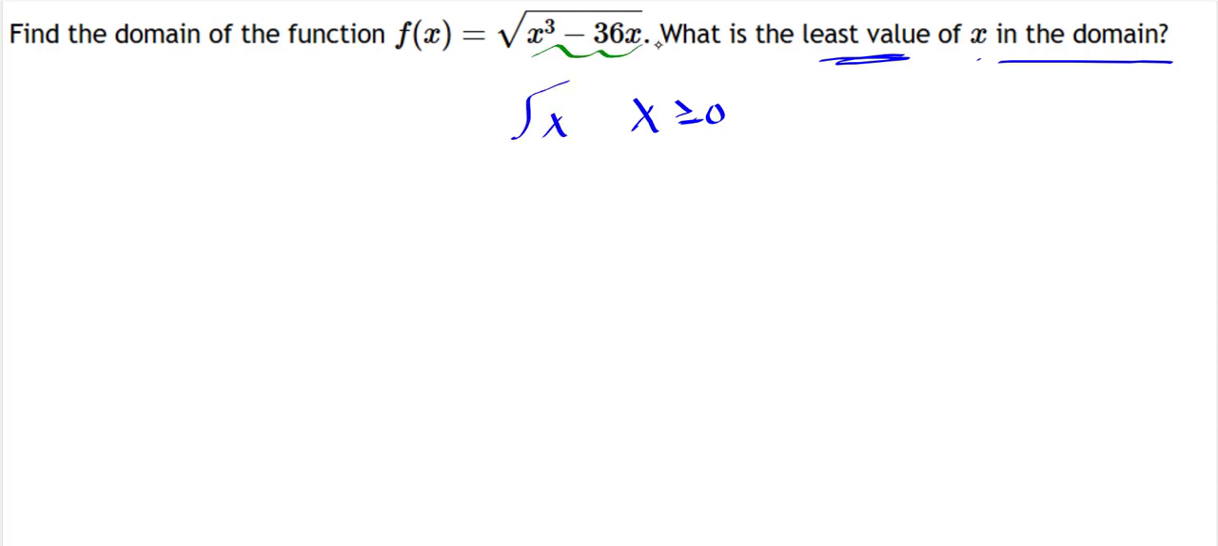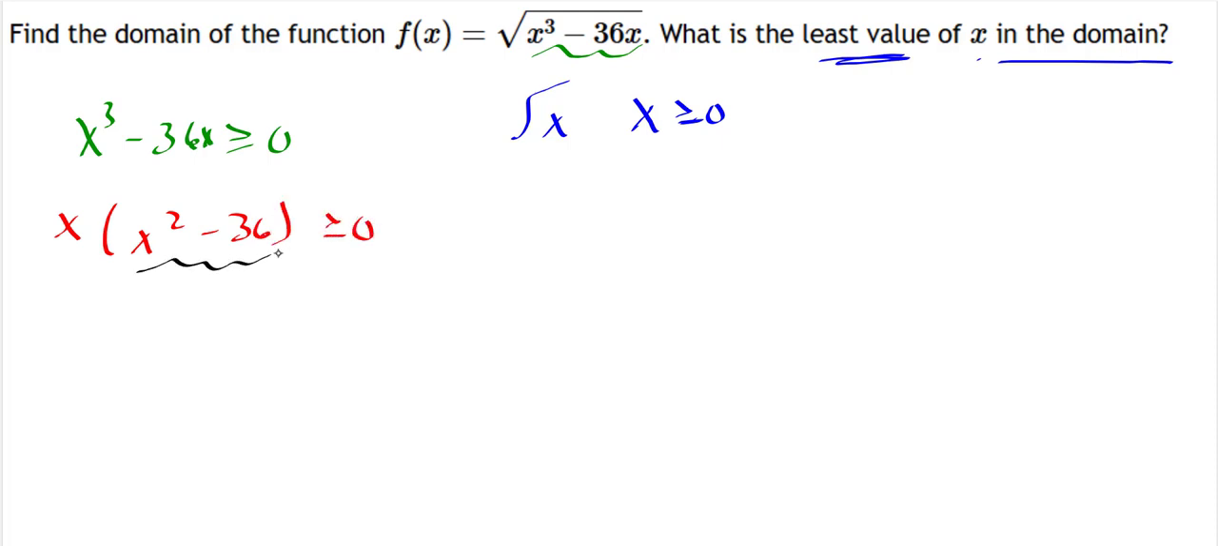But you can tell we've got stuff that's being done to this. So what we're going to do is take the radicand, which is everything in there, and set it greater than or equal to 0. Now we're going to solve this. How? Well, we're going to GCF it. So we're going to pull an x out. That's going to be x squared minus 36 greater than or equal to 0.